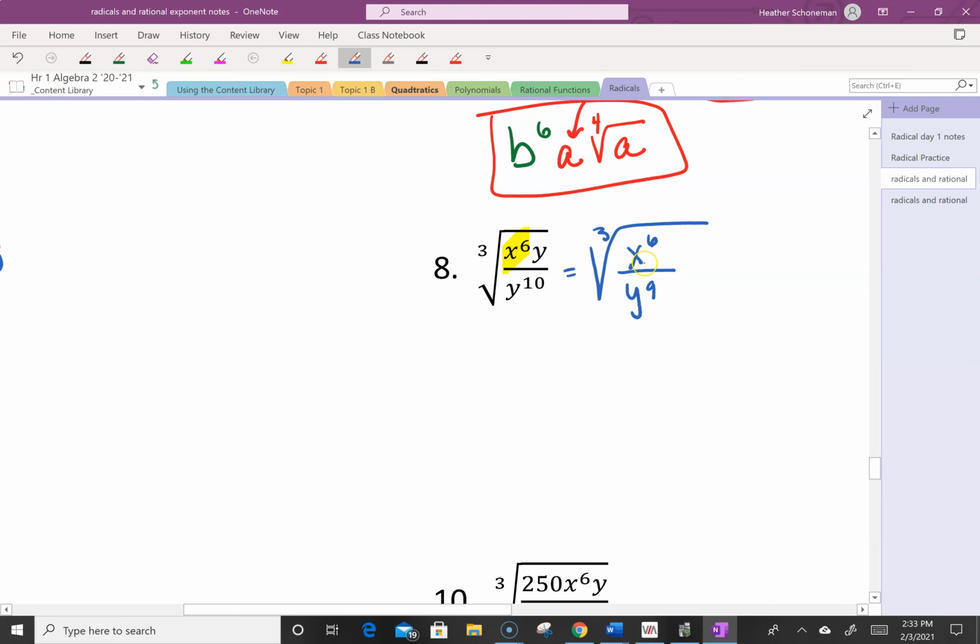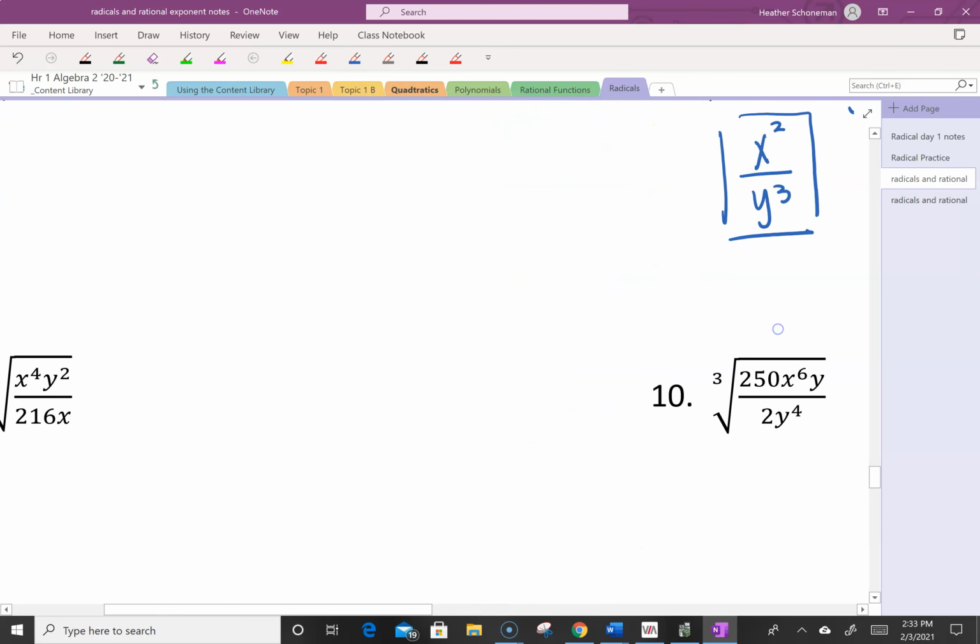Okay, now we need to take the cube root of that. So the cube root of x to the 6th. Well, how many groups of 3 are in 6? And the answer is 2. How many groups of 3 are in 9? 3. So my answer is x squared over y cubed.